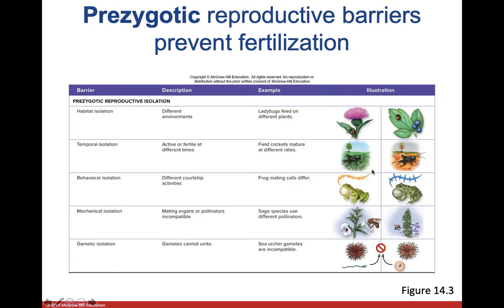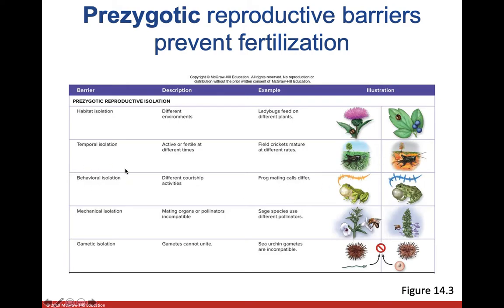Now, this implies temporal isolation. The organisms are in the same environment with one another. They have the ability to come in contact with one another. They just maybe reproduce at different times of the season, or they're out during different times of the day and things like that. So they're in the same environment, they just don't talk to one another.